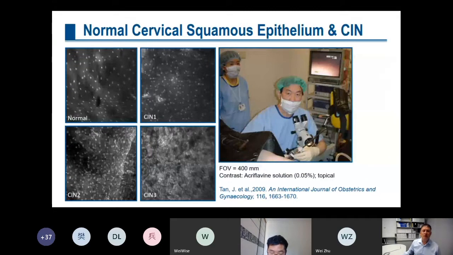A study in Melbourne found that endomicroscopy could rapidly identify abnormal tissue, including a characterization of the grade of cervical intraepithelial neoplasia. You can see in the slide we have normal, CIN1, CIN2 and CIN3. As the dysplasia increases, we see increased crowding, irregular shaped nuclei and cells, and severely abnormal cells when we get to CIN3.